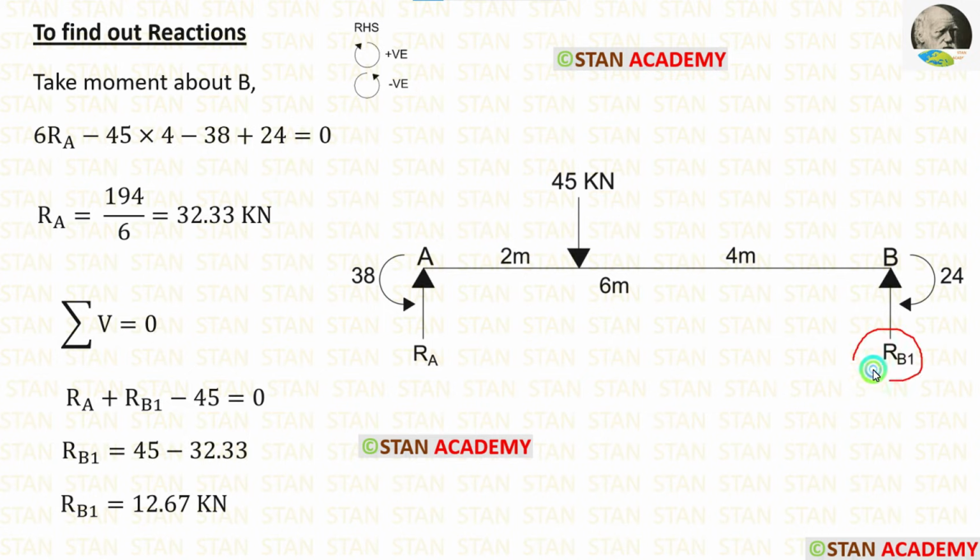To calculate RB1, let us apply the rule summation of vertical forces is equal to 0. In this span, we are having three vertical forces, RA, RB1 and 45. RA and RB1 are acting upwards, so both are positive. 45 is acting downwards, so it is negative. We have already calculated RA, which is 32.33. We can apply that. Finally, we are getting RB1 12.67 kN.